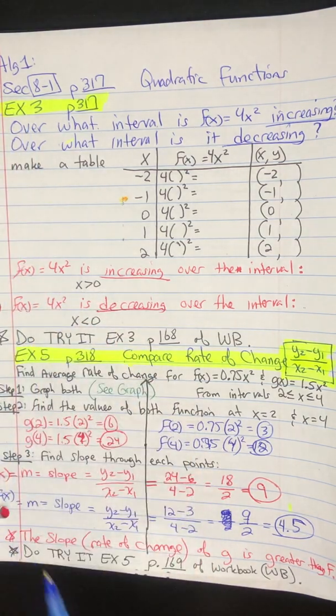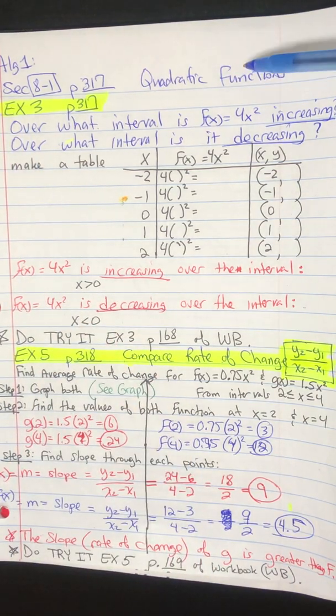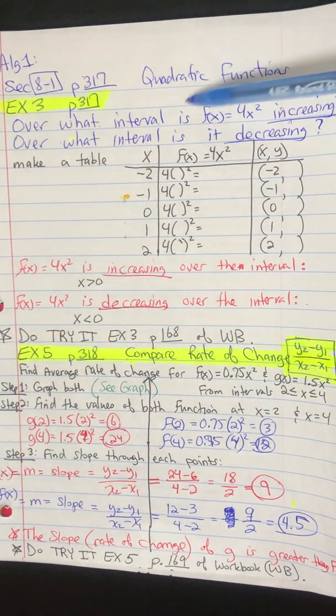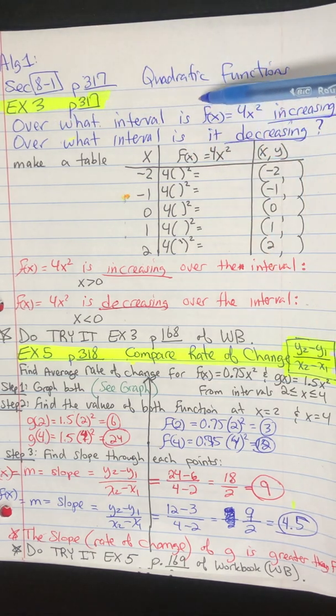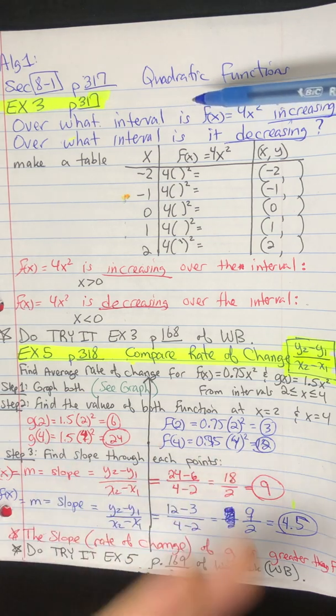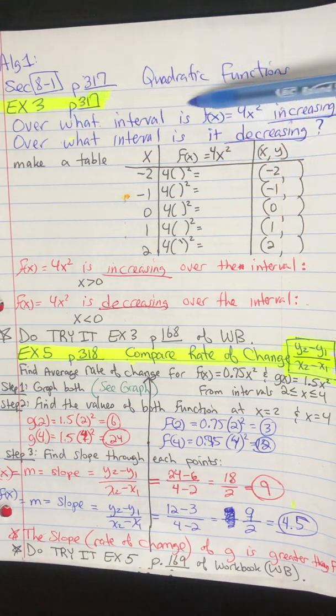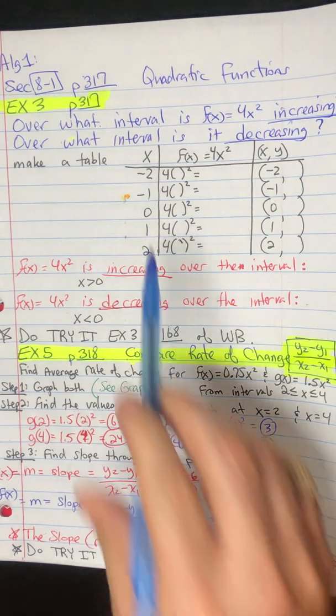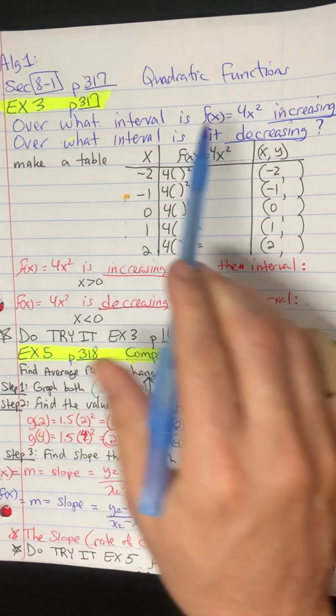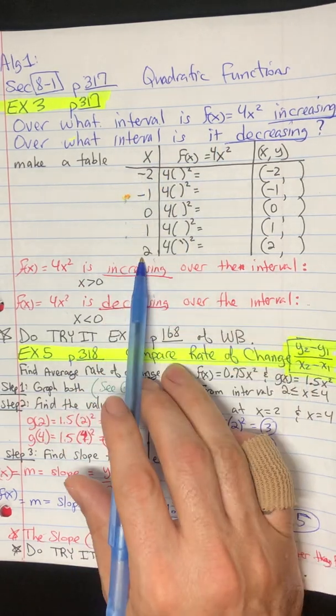Okay, example 3 is, now we're actually starting to graph different kinds of parabolas, different kinds of quadratic functions. Over what interval? Now we're going to talk about intervals, the x intervals, like from a certain number to a certain number. And over what interval is f of x equals 4x squared increasing? Over what interval is it decreasing? Here's how we would do something like this. First of all, we'll make a table of values. We're going to go from -2 to 2 like normal.